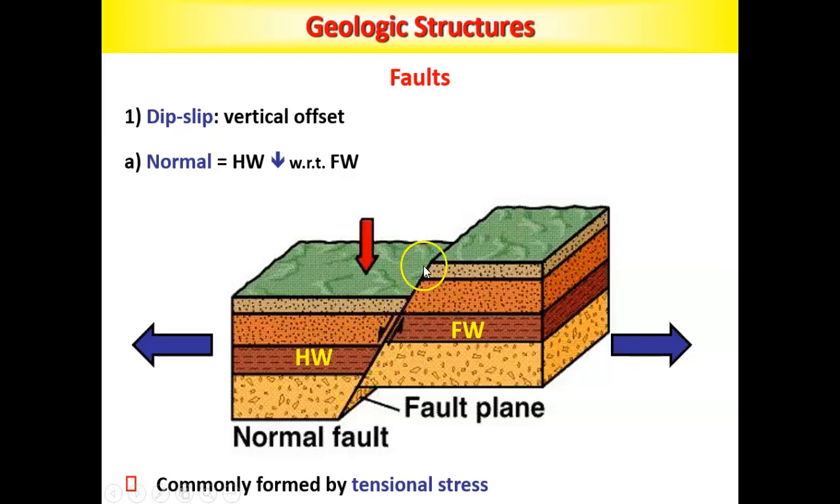When I evaluate my fault plane and I look at the hanging wall, down the slide means normal, means tensional stresses, and we would argue that we would get a lot of these at places where we're pulling the crust apart. That might be a divergent plate boundary if I had to choose a plate boundary to associate with that.